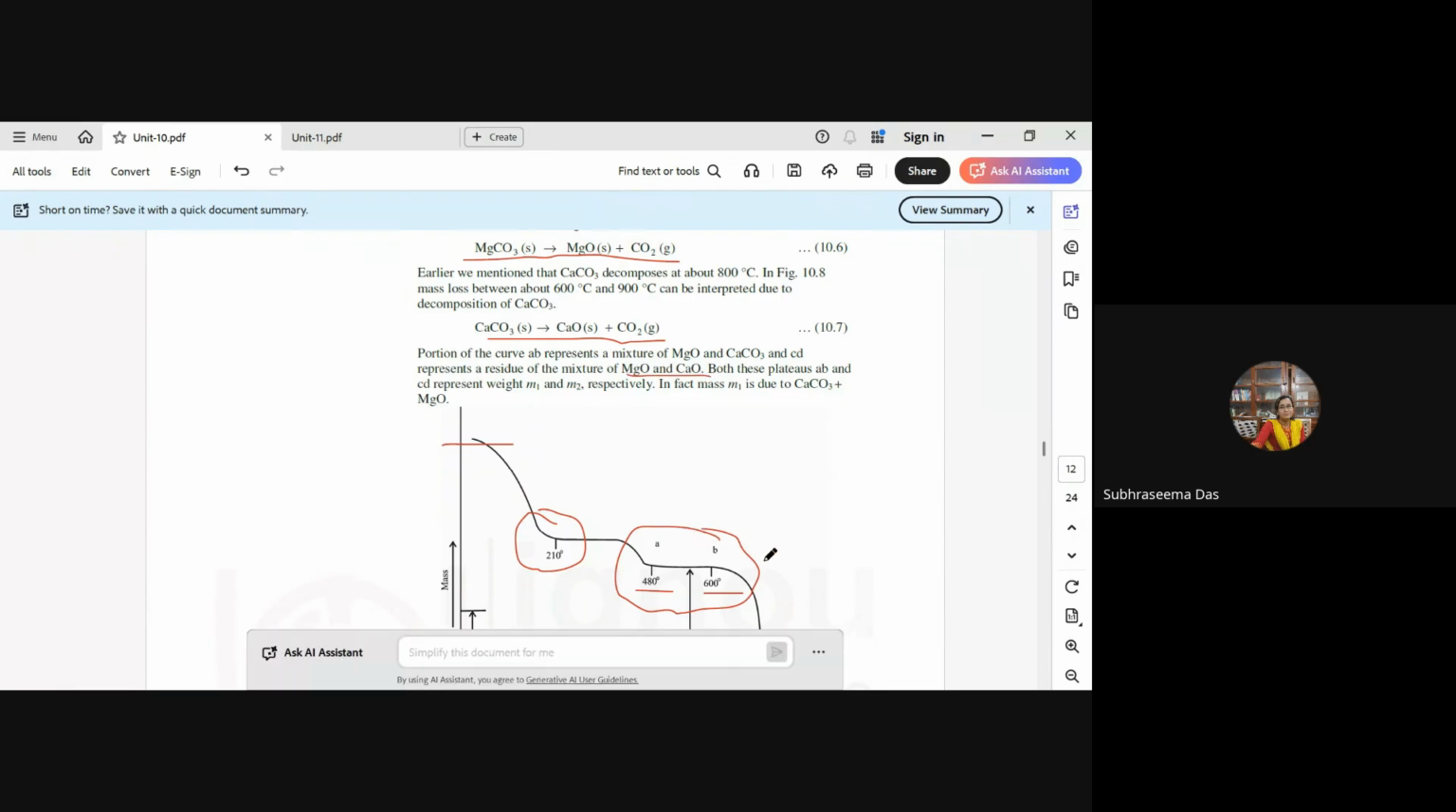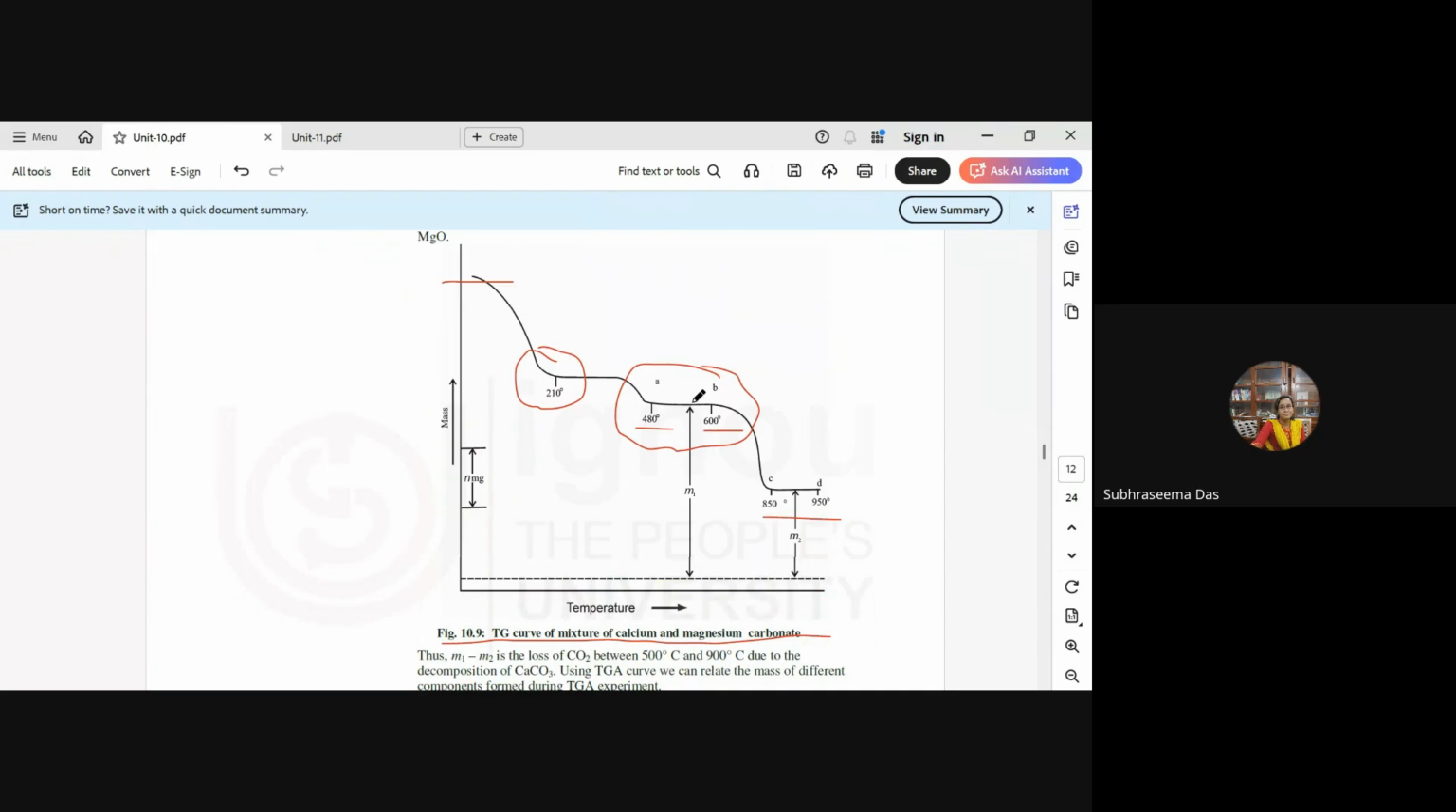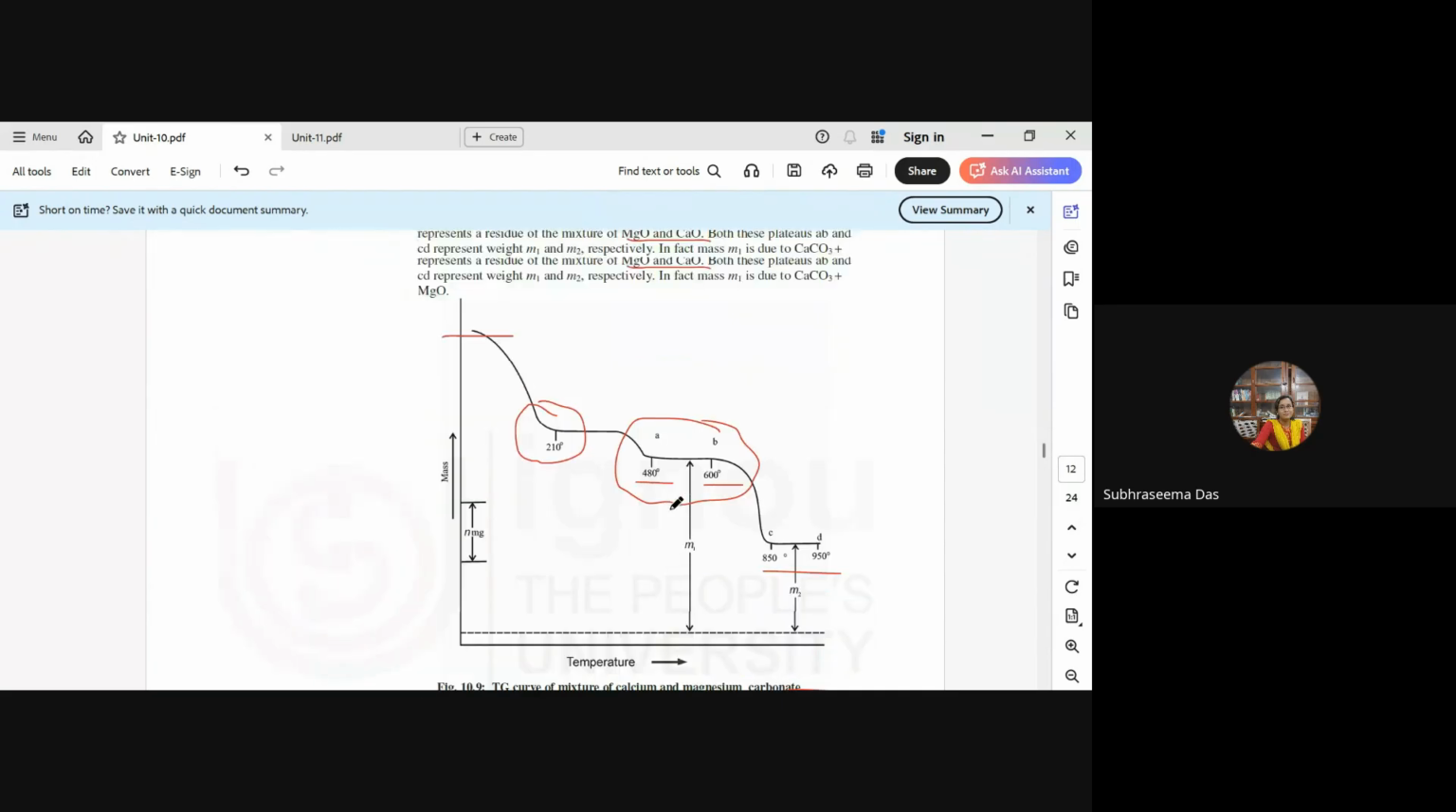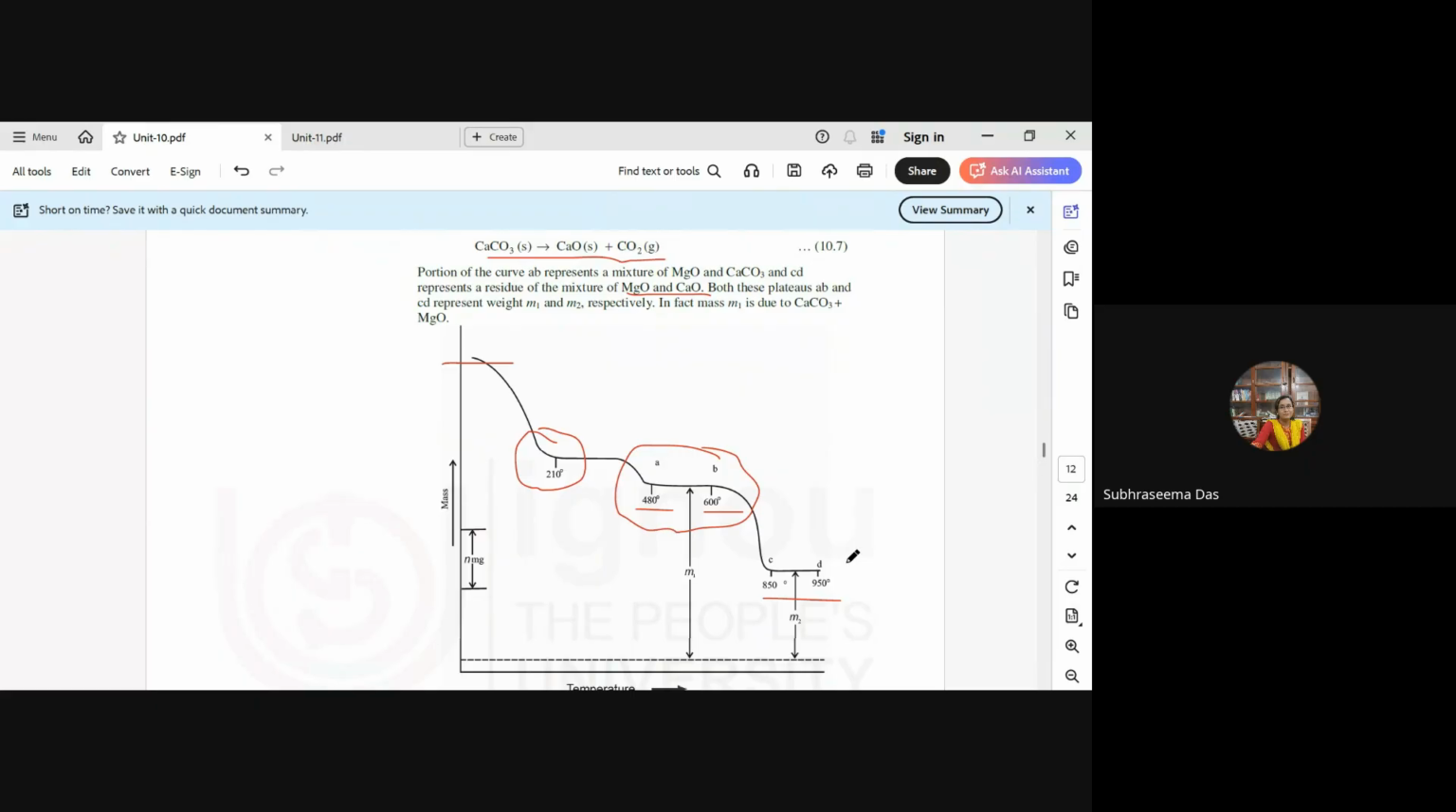Now here we know the value, the plateau here corresponds to M1, and for CD, the plateau here corresponds to CD, and we can write it as M2. So both these plateaus, AB and CD, represent M1 and M2. Here we see M1 is due to CaCO3 plus MgO.